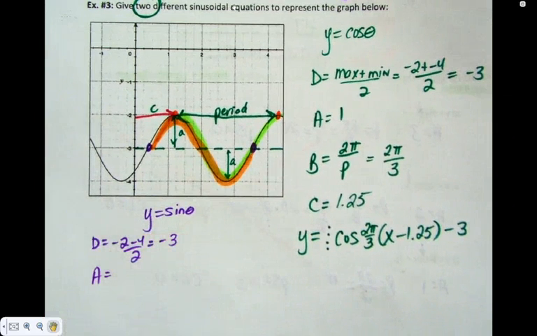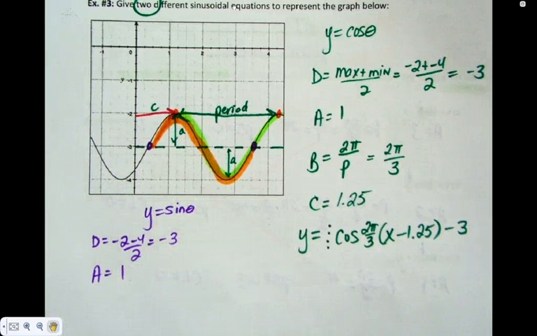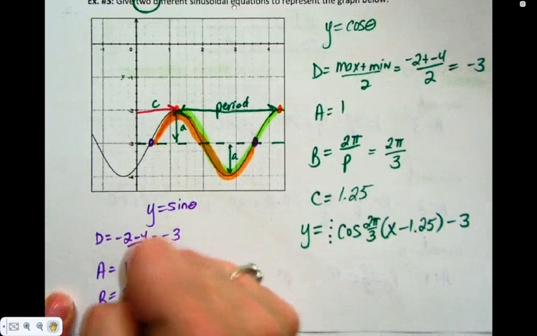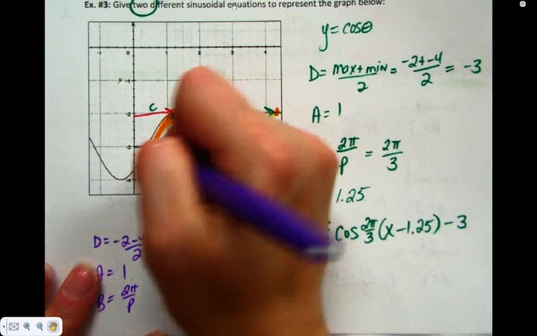Amplitude is the distance from the center line to the max or center line to min. It's still going to be 1 because I didn't stretch this graph. I just moved where the endpoints are. The b value is going to be 2 pi divided by the period. Period is the distance from a start point to an end point.